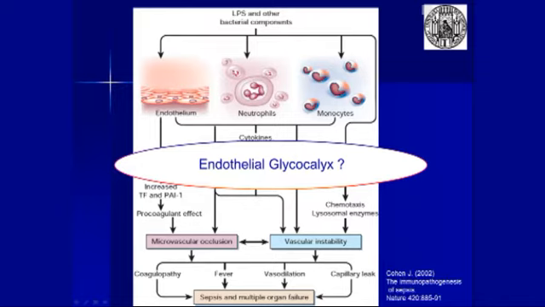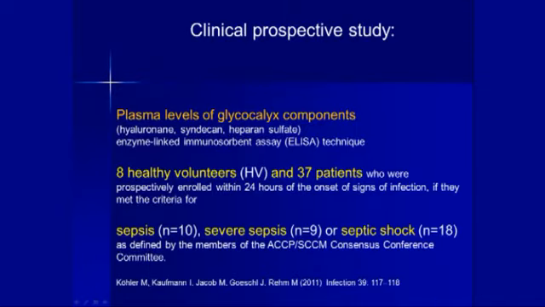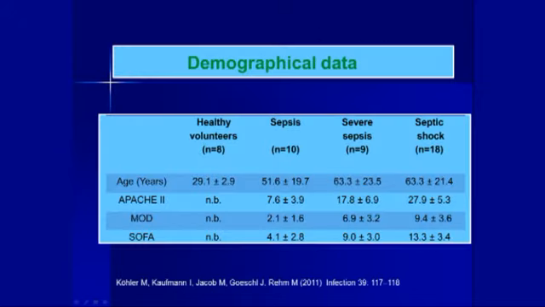In order to answer this question, we performed a prospective study including healthy volunteers, patients with sepsis, severe sepsis, and septic shock. And here you can see the demographic data according to the APACHE, multi-organ dysfunction and so forth score. You can see the increasing severity of illness in patients with sepsis, severe sepsis, and septic shock.